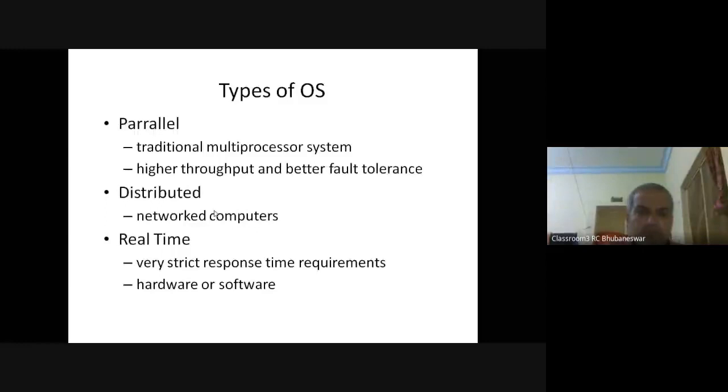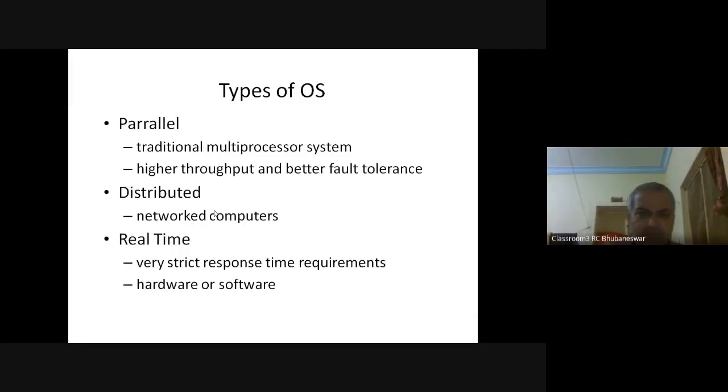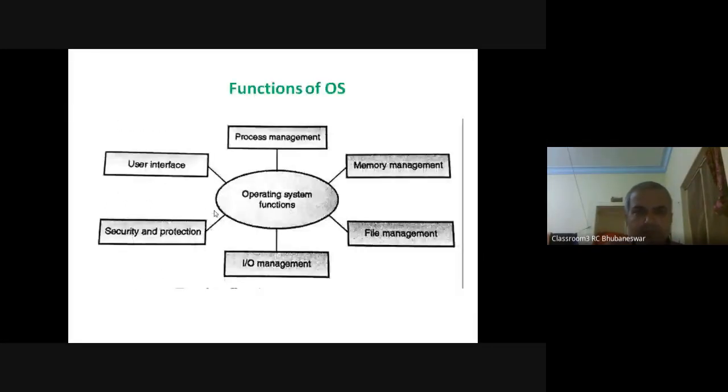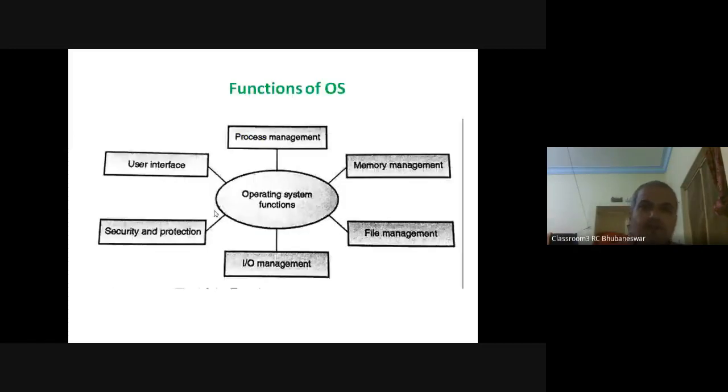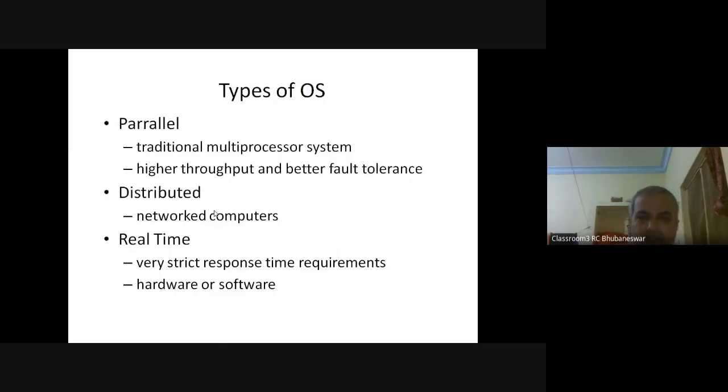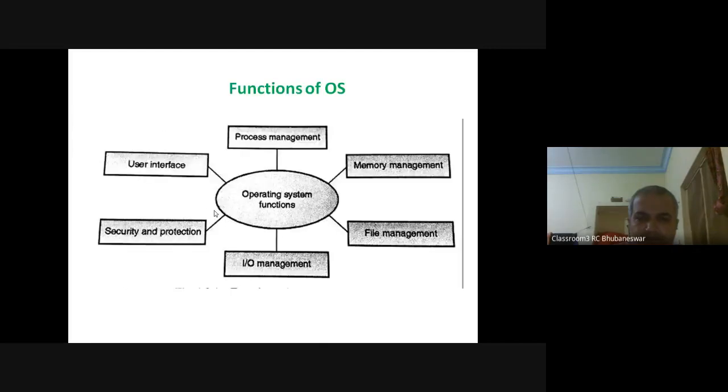Different types of operating system: real time operating system, network, distributed, and more. Any doubt about types of operating system and functions of operating system? Nothing, sir.